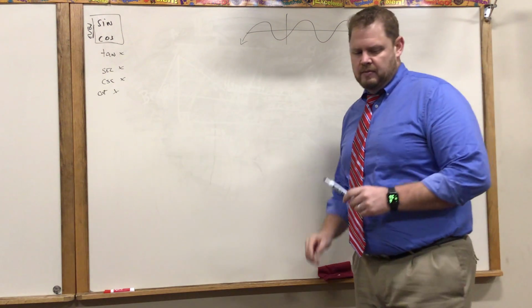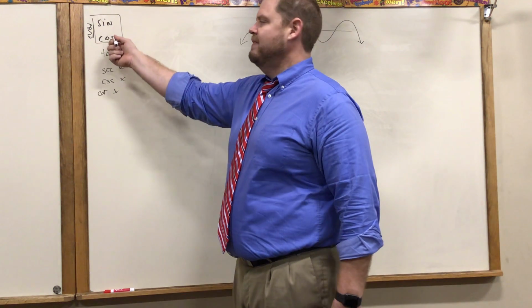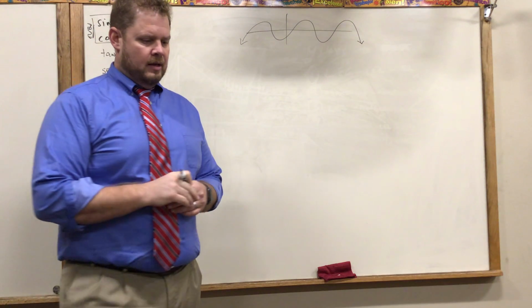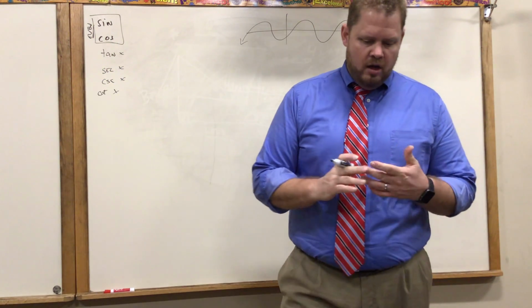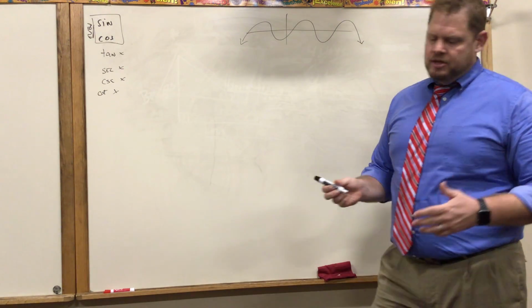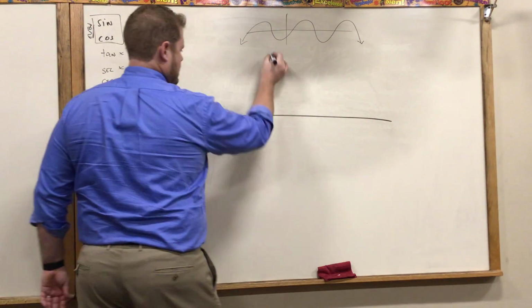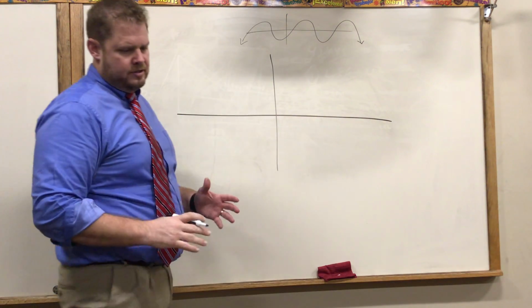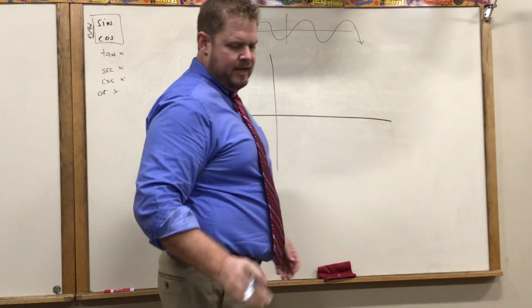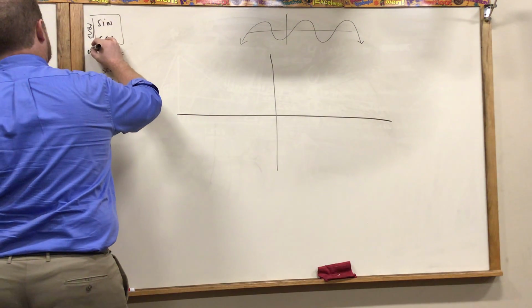Now, think about it this way. What would tangent be? If you have an even divided by an even, typically you would get an odd. So what will happen with tangent? Tangent is going to look a little bit different. It's going to look like an odd function.